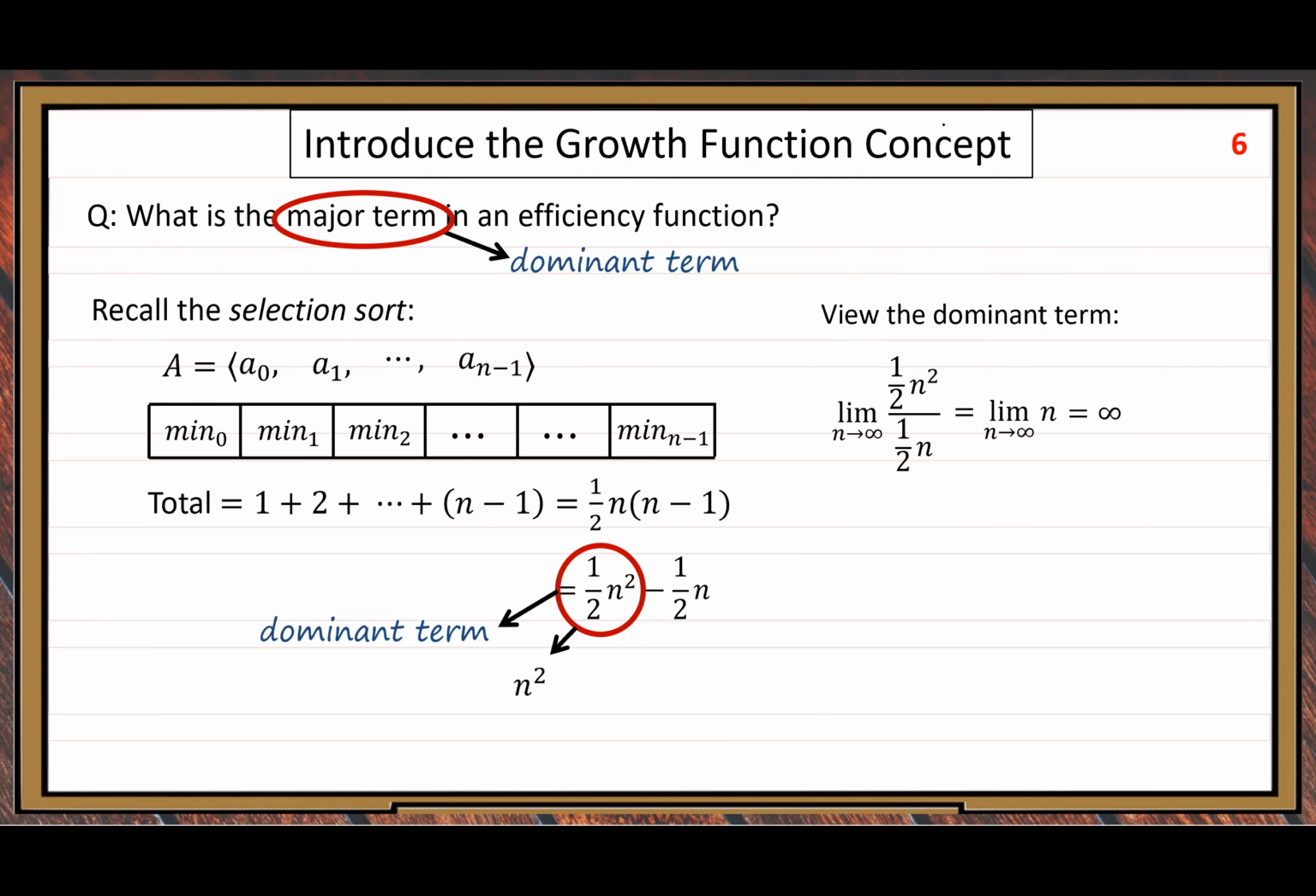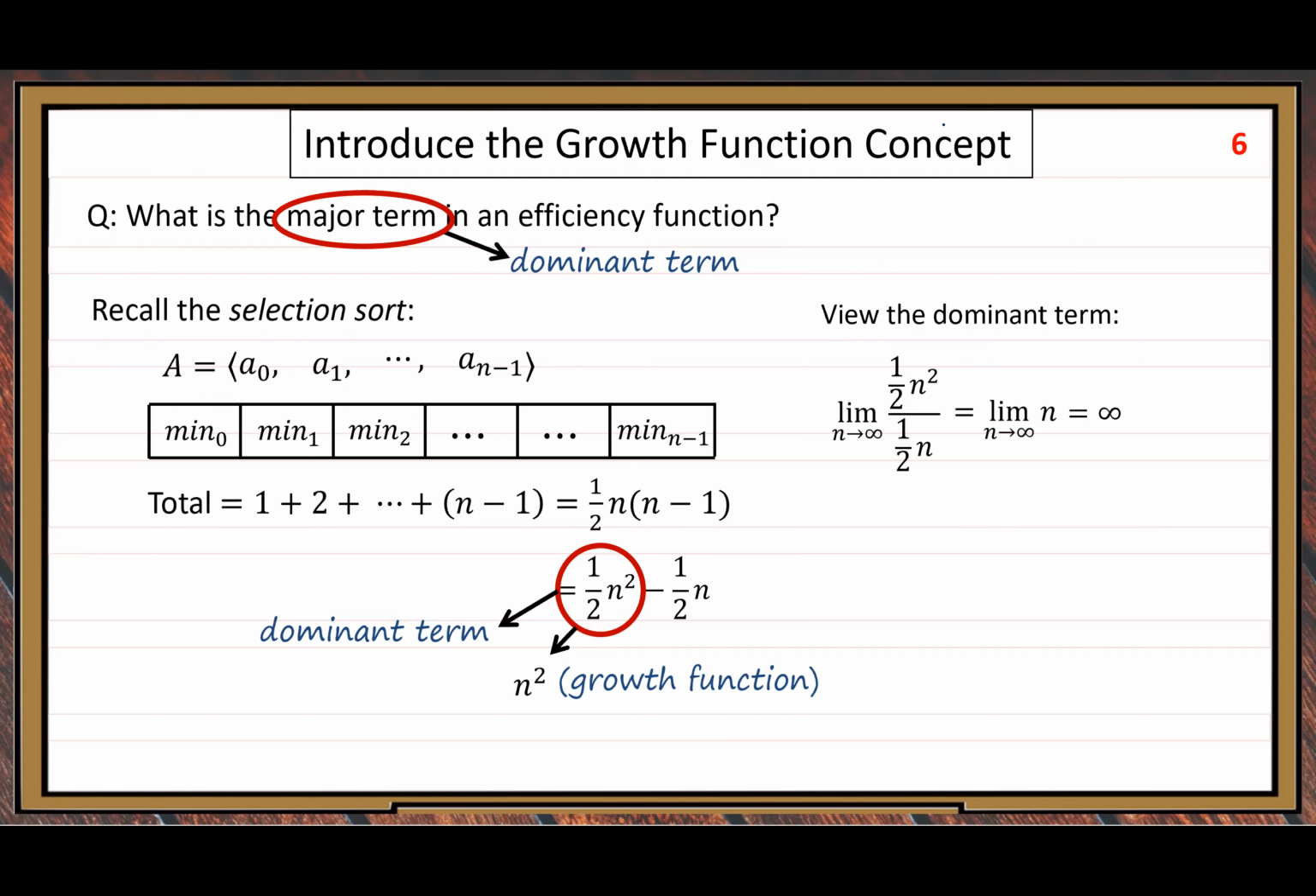Now, another step: simplification from dominant term to growth function. N squared is the growth function. So we define the growth function of the selection sort algorithm as n squared. Here you can see we only keep the most important part, and we ignore the relatively less important parts, to make our growth function as simple as possible.